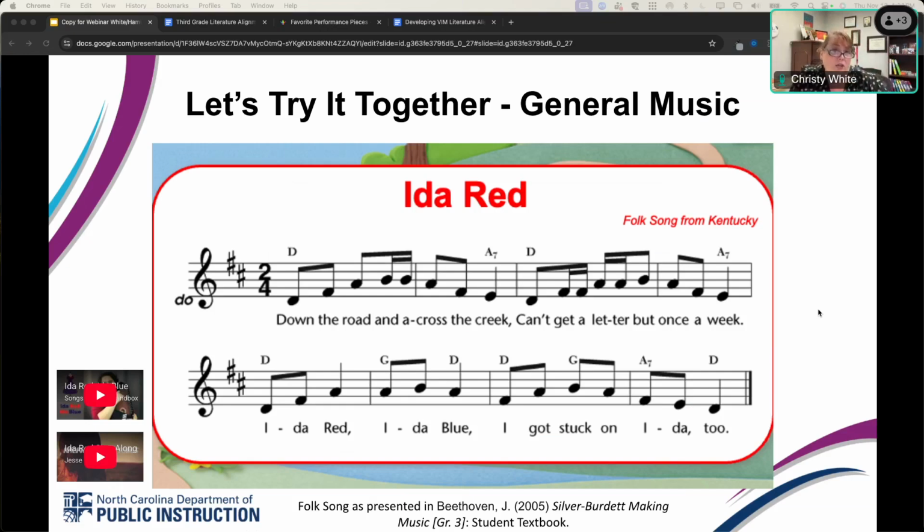When we talk about CR 2.1 though, could we arrange this piece? Could the students arrange it by making a few simple changes? Absolutely. We could change the lyrics, we could change the dynamics, we could change the tempo, and it would be a small change that would make this piece different and make it our own. CR 2.2, it is perfectly applicable for fair use. It's public domain because it's a folk song.